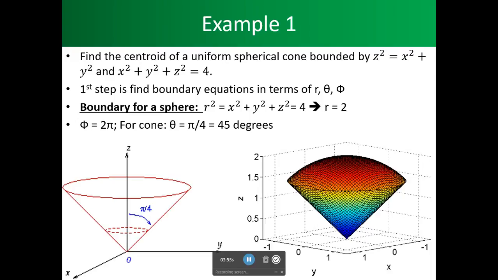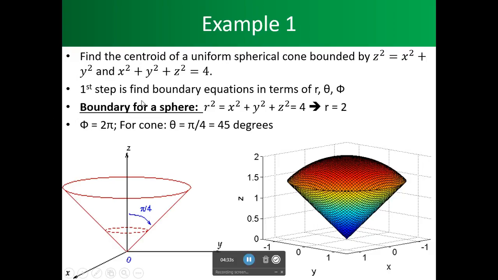So it's only 4 minutes, so let's do part of an example. First we want to find the centroid of a uniform spherical cone bound by z squared equals x squared plus y squared. This is the boundary for the cone. The equation for the sphere is x squared plus y squared plus z squared equals 4. And we know that x squared plus y squared plus z squared equals rho squared.